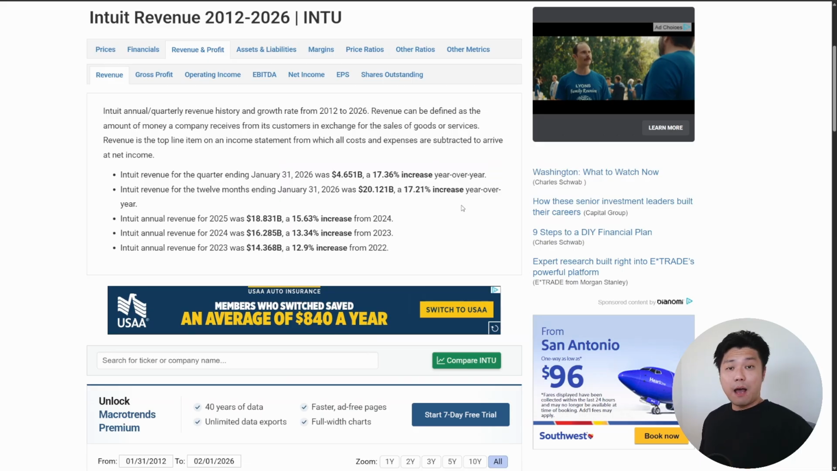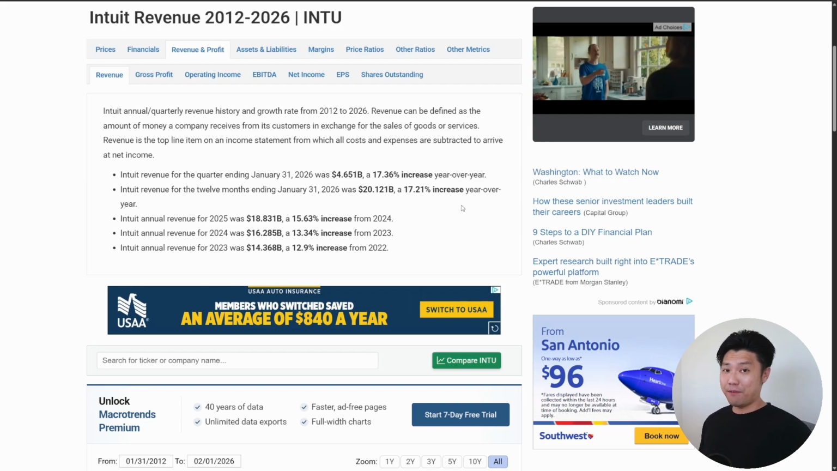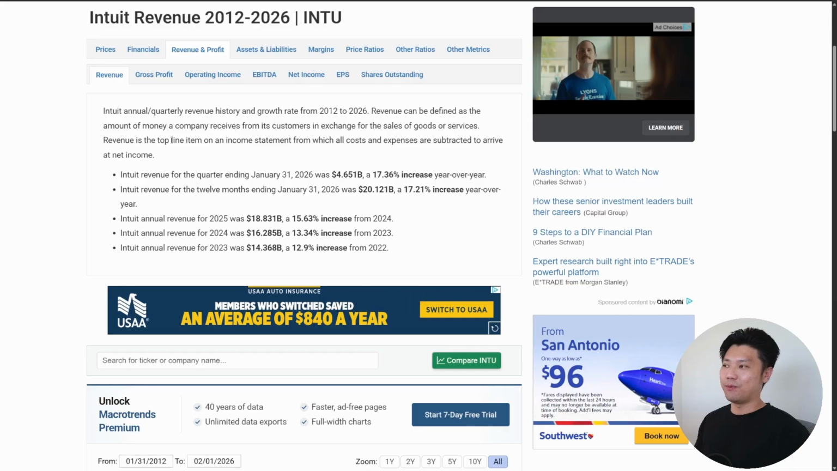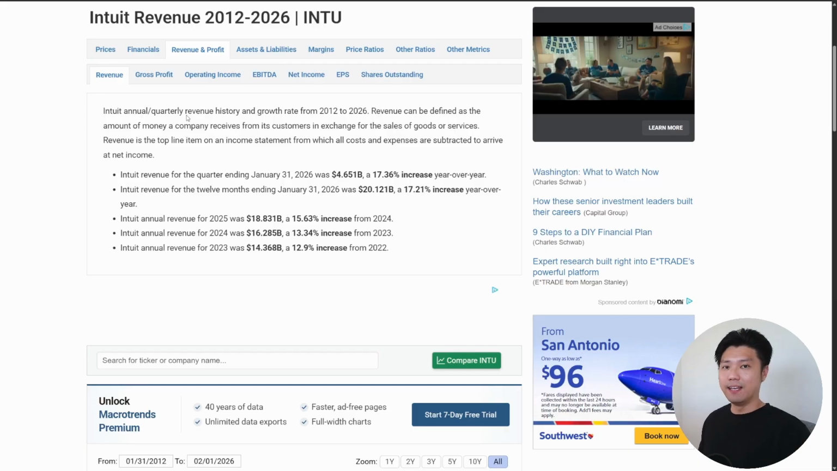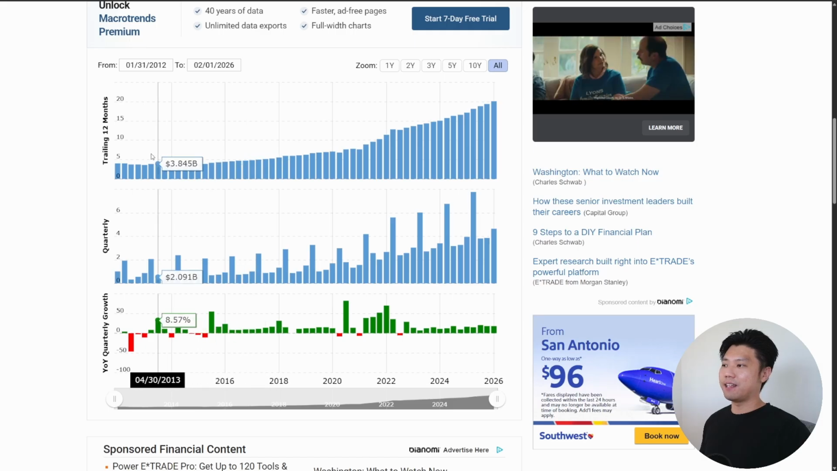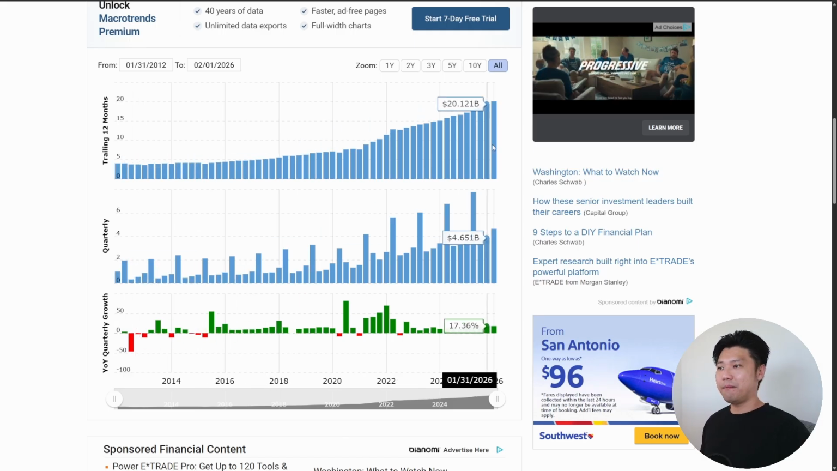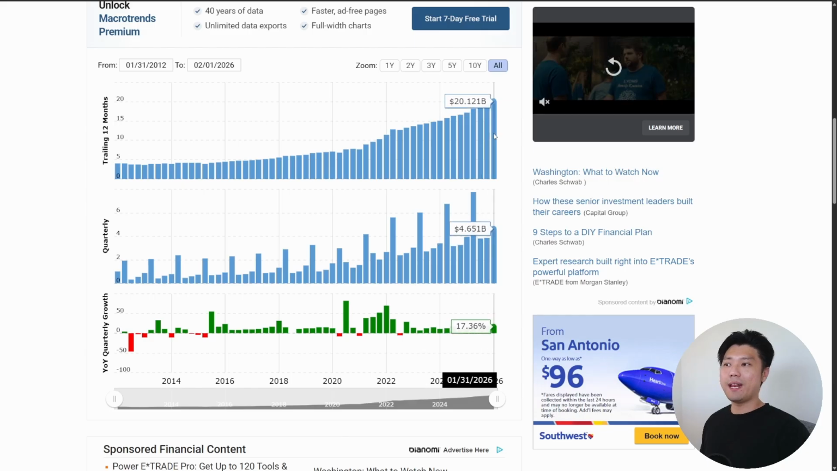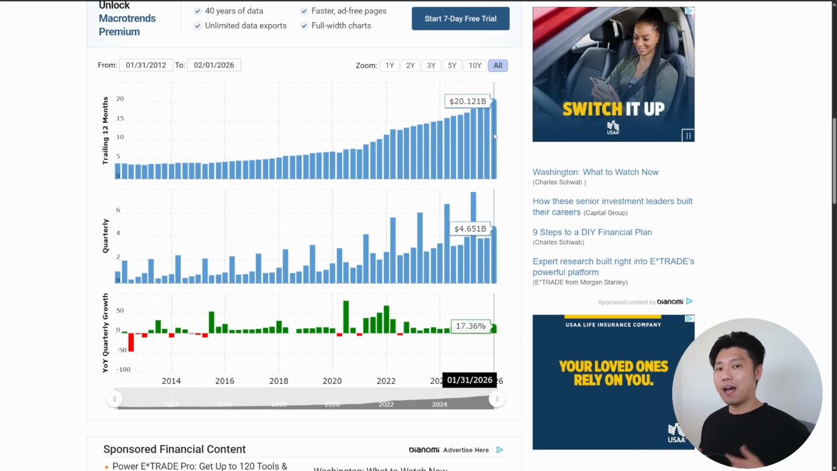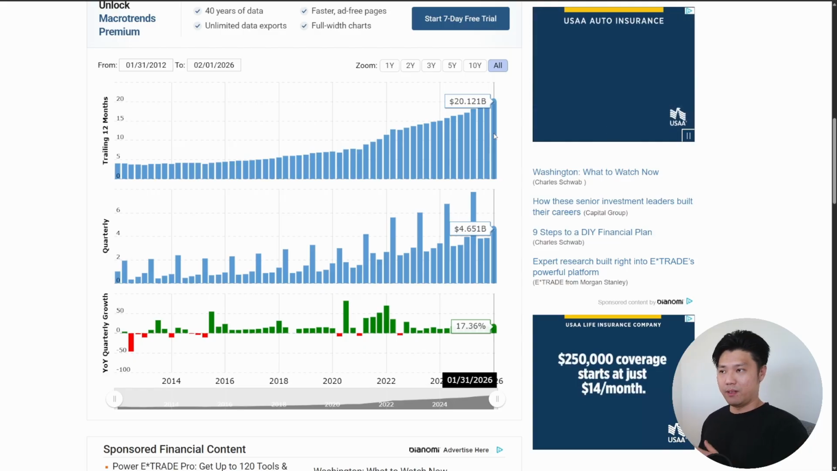There you go. Now, what we are going to look at is definitely going to make you sleep better at night if you own Intuit stock. We're going to look at the revenue of Intuit for the last 10 years. If you start at $4 billion, now the company has been making $20 billion. That is a 500% increase in the revenue itself.